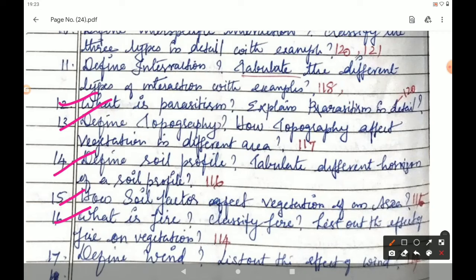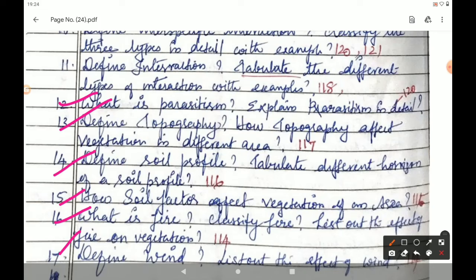Then the effect of fire. Under the heading effect of fire, 4 points are given. You have to write all the 4 points with examples. The next question, and the last question of the lesson: define wind, list out the effects of wind. Moving air is called wind. The answer is given on page number 114. Under the heading wind, air in motion is called wind.